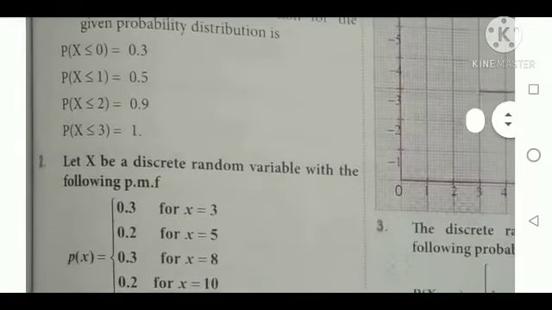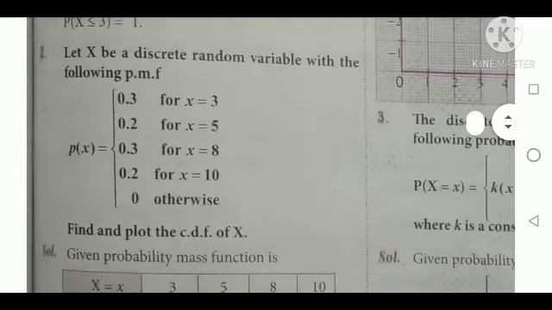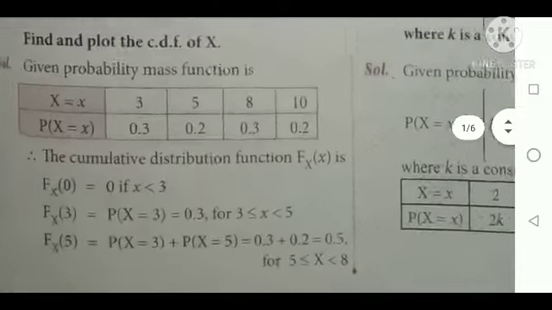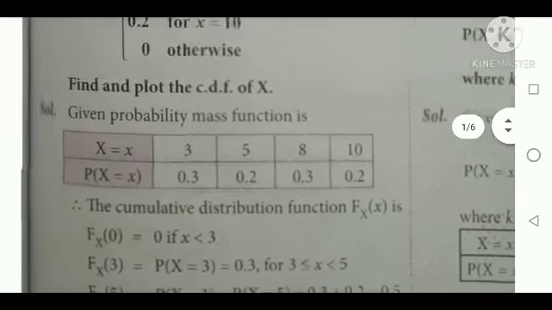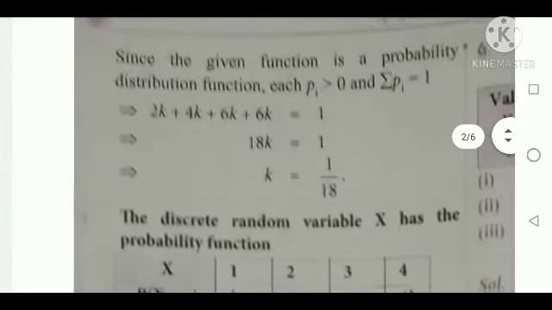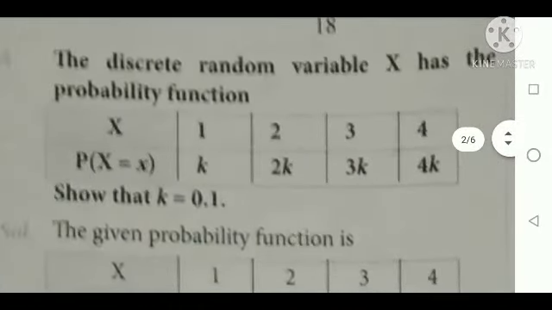Now, next sum: let X be the discrete random variable with the following PMF. That is, p of x equals 0.3, 0.2, 0.3, 0.2, and 0 otherwise. When x is equal to 3, p of x equals 0.3. Now we are going to see the second question. In the first question we found the cumulative frequency. In the second question, here also it is the same problem.